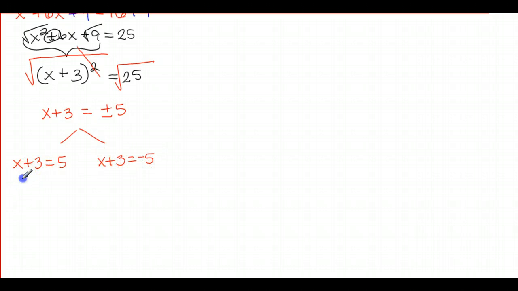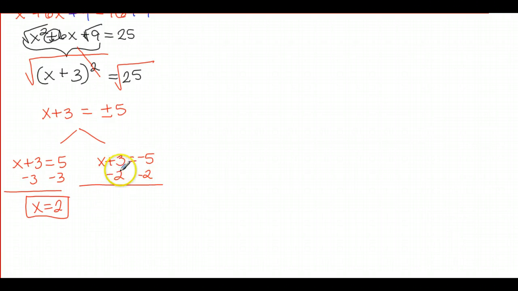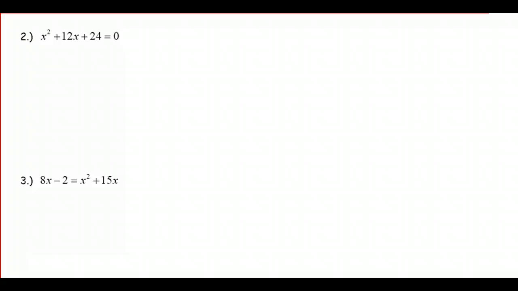We're going to go ahead and subtract 3 from both sides of our equation. x will equal 2. And if we do the same on the other equation, whoops, I don't know why I did that. I think I was just thinking the last answer. We're subtracting 3. So subtract 3, we would get x equals negative 8. And those are your two answers. All right, let's go ahead and do the next example, number 2.